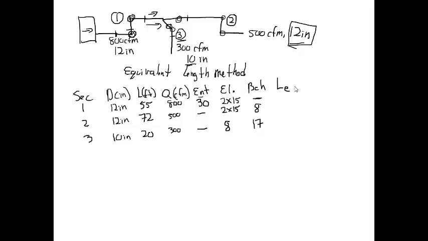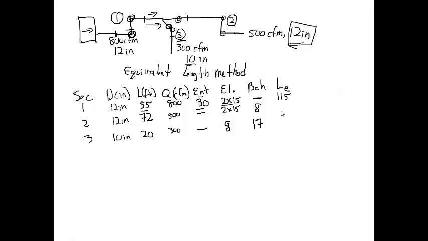Okay, so anyway, what we're doing now is that we're going to add up our equivalent length. So we take the 55 feet of tape measure length, add 30 feet for entrance for section 1, and then add another 2 times 15 feet for the elbow. We should get a total equivalent length of 115 feet for section 1. If we continue that, 110 feet for section 2, and 45 feet for section 3. Okay? There's our equivalent length.